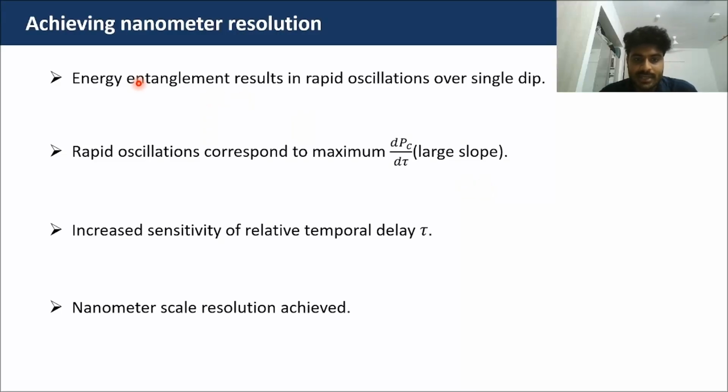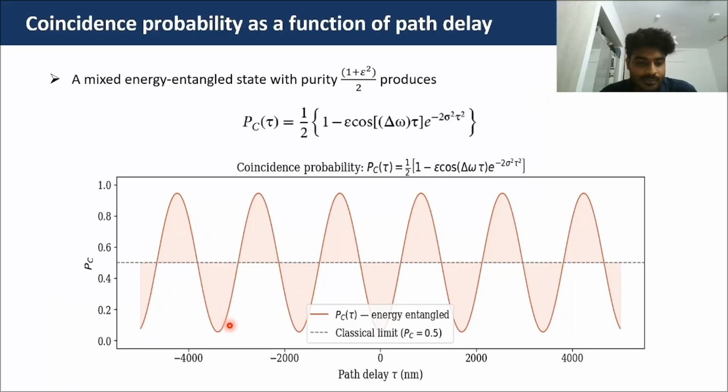The energy entanglement results in this rapid oscillation over the single dip case due to the presence of cos delta omega tau. And now these rapid oscillations correspond to a large slope, that is, maximum dPC by d tau.